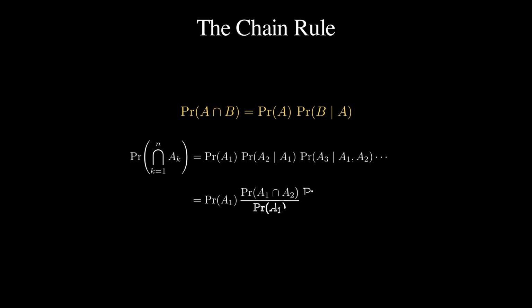Conditioning also runs the other way. It lets us build up the probability of several events all happening together. Rearrange the definition. The probability of A and B is the probability of A times the probability of B given A. Now iterate. The probability that a whole list of events, A1 through AN, all occur is the probability of the first times the probability of the second given the first times the third given the first 2, and so on down the chain. This is the chain rule, and it falls out because the conditional probabilities telescope, each denominator cancels the previous numerator. It is tailor-made for drawing without replacement.